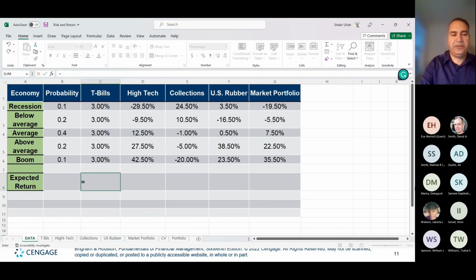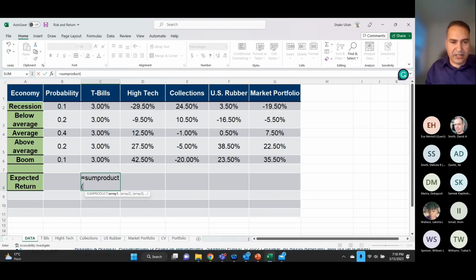There's a function in Excel called SUMPRODUCT. You can use that if you would like. For the expected return, for example, for the high-tech industry, we need to multiply the probability with all of these returns and then find the sum. This function does all of those steps in just one function. It multiplies each probability with the given return and then sums the answers.